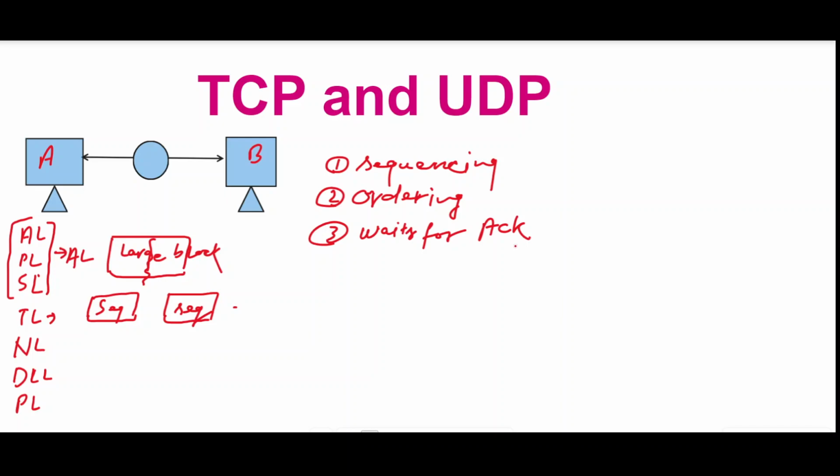Now, that means retransmitting any segments that are not acknowledged. If A does not receive an acknowledgement for a particular segment, then A will retransmit the segment. So here one more feature is available for TCP, that is retransmitting. Clear? Retransmitting.